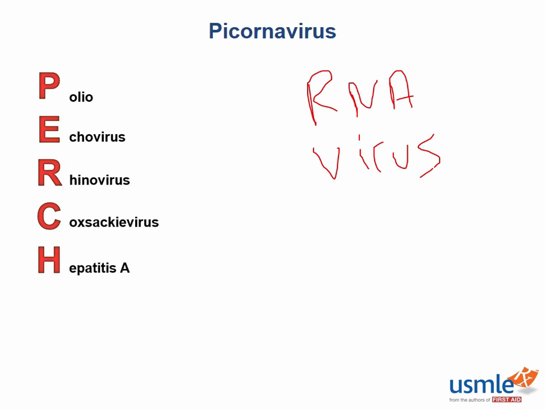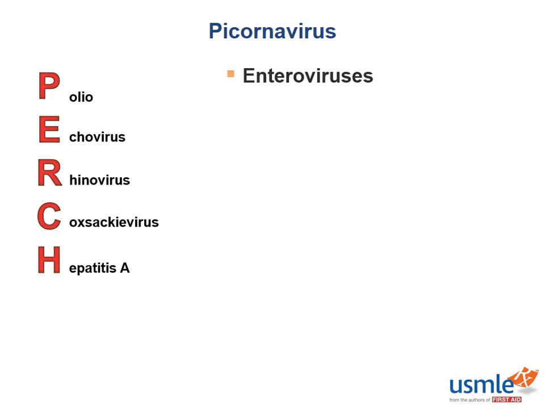Hopefully the mnemonic device PERCH will help you remember these 5 viruses. It is important to remember that all the viruses in this family are enteroviruses, except for the rhinovirus. They are called enteroviruses because they infect the enteric or gastrointestinal tract. By infecting the GI tract, they often cause GI symptoms, and they're spread by the fecal-oral route.